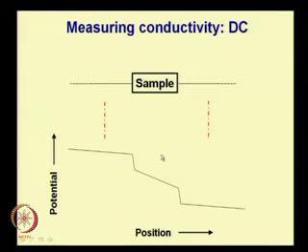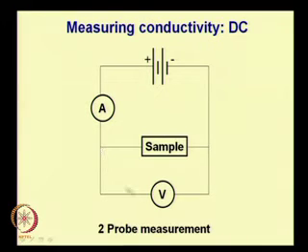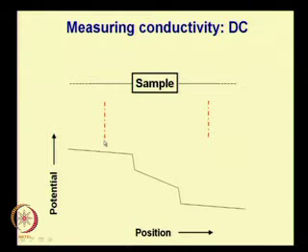Therefore when you do a two probe measurement, which is like this, the voltage that you record here consists of an IR drop through this wire, an IR drop at this connection, an IR drop through the sample, again another IR drop here and an IR drop here. So the overall drop that we are measuring takes into account factors that we are not interested in.